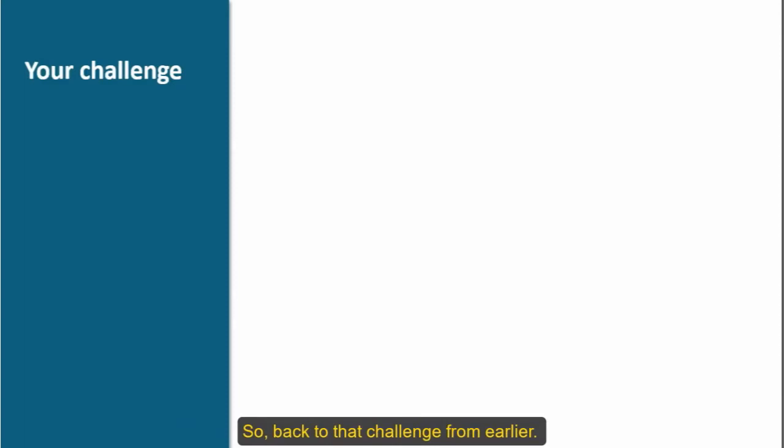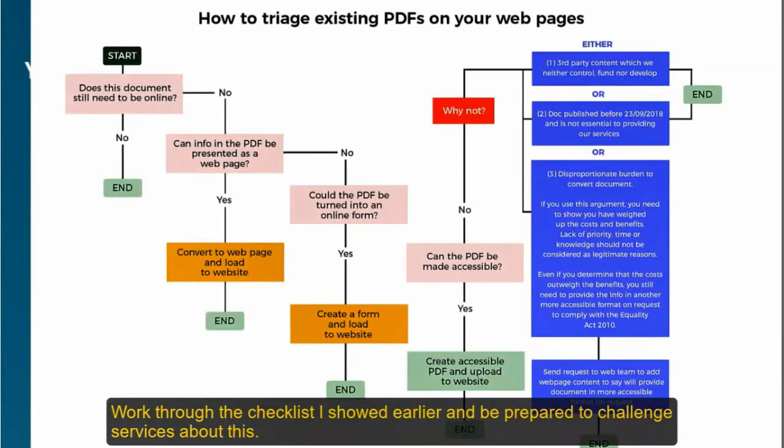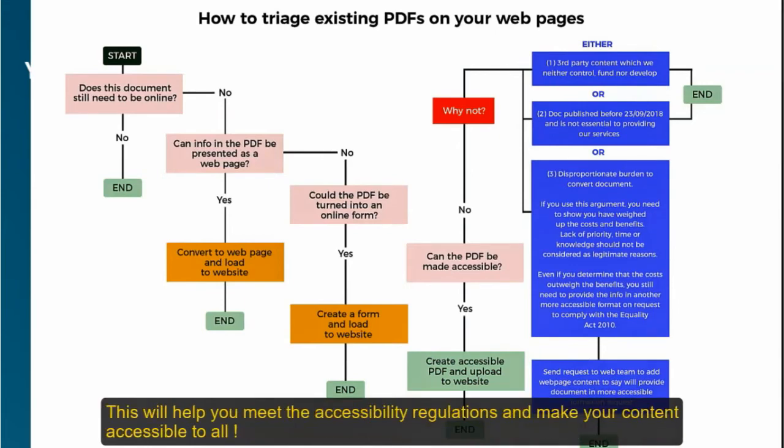So back to that challenge from earlier. Does the document really need to be a PDF at all? Why can't it be a web page? Work through the checklist I showed earlier and be prepared to challenge services about this. Endeavour to do your best to reduce the number of PDFs on your website. This will help you meet the accessibility regulations and make your content accessible to all.